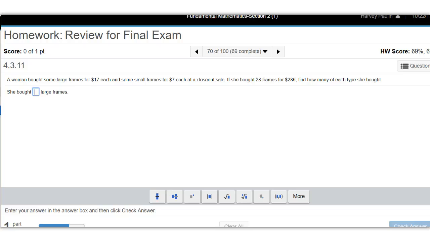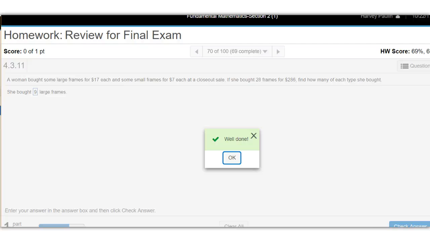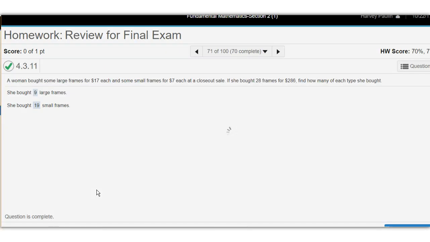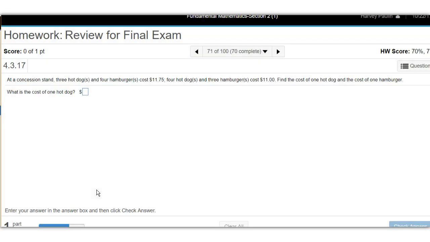So let's check it out here. 9. And it says we had that one correct. Now again, you can go back, practice setting it up if that's the technique you need help with, and see if you can do it. That's when it's yours, when you work it and can get the answer. And they want the number of small frames as well. Okay, on to our next question here.